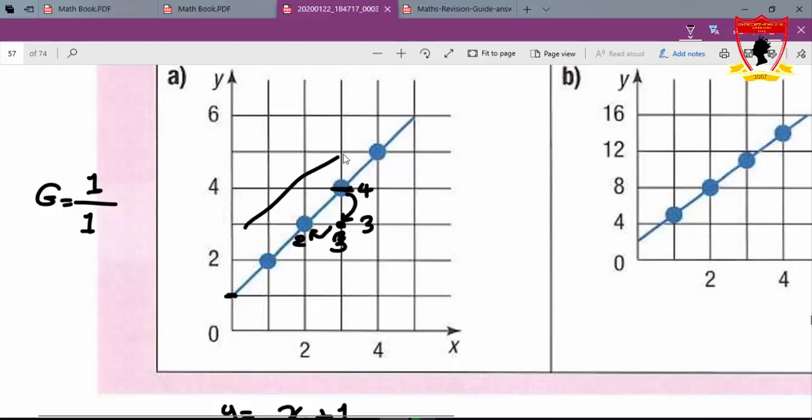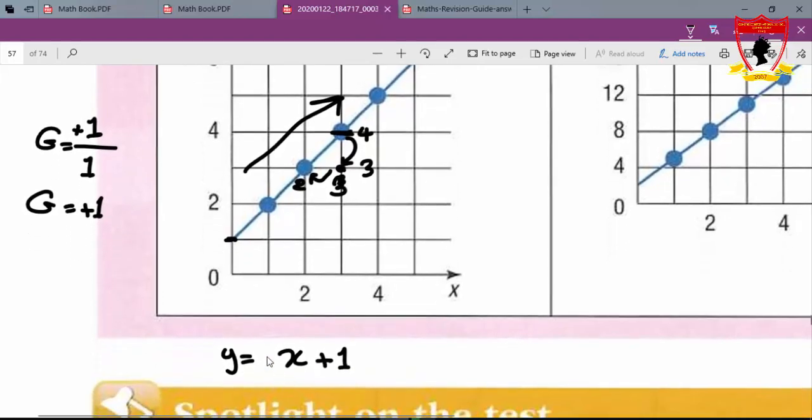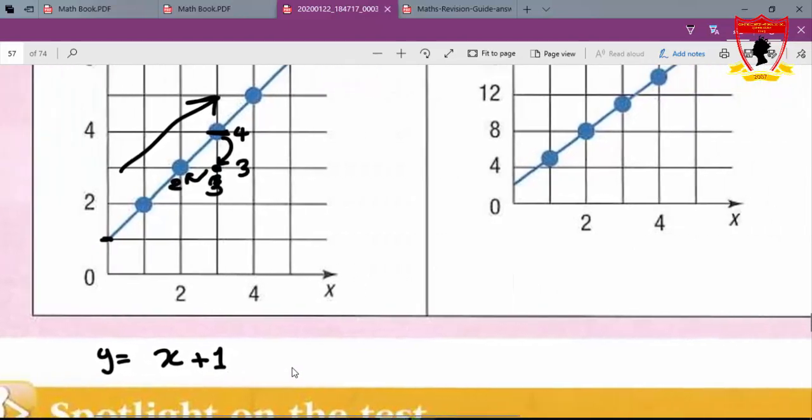As you see, the line is increasing from left to right, which means the gradient is positive, so the gradient of this line is positive 1. Then this positive 1 must come before the x to make the equation of y. Now y is equal to 1x plus 1, and as you know 1x is not so professional to write, we simply write x. But for the other numbers, we must write the coefficient of x. But for 1, we don't mention it. This is the equation of this straight line, y is equal to x plus 1.